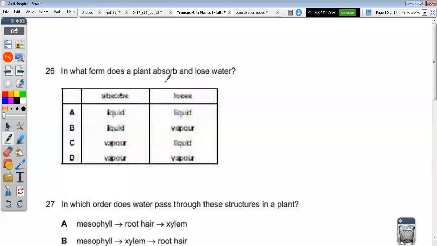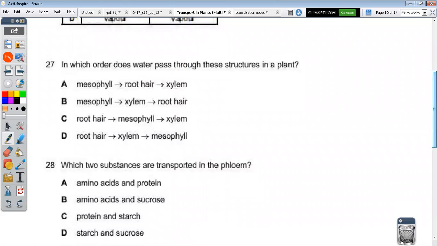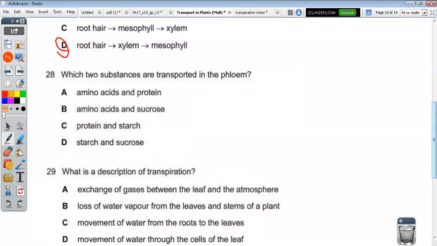In what form does a plant absorb and lose water? It absorbs water as a liquid and loses water as a vapor. In what order does water pass through these structures? We are only given 3 structures. Root hair, xylem, to mesophyll in the leaf. Which 2 substances are transported in the phloem? Again, you see your notes, amino acids. Super.